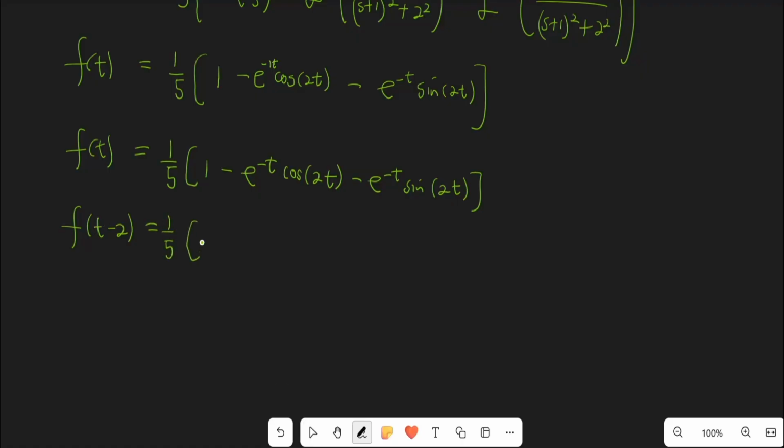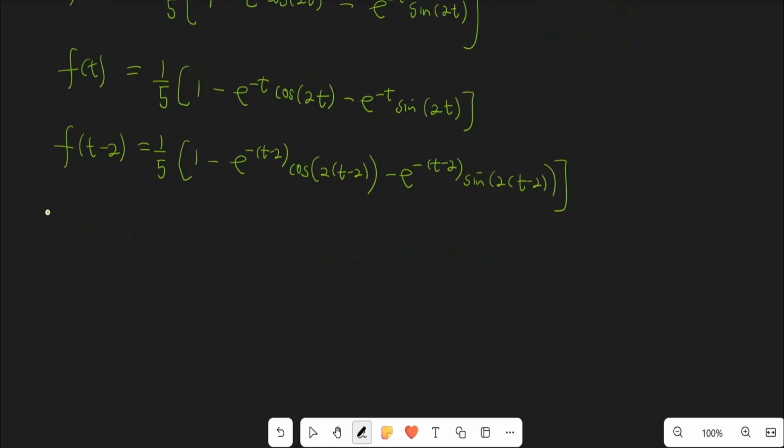So 1 over 5 and 1, these are constants. So e to the negative t minus 2, like this. And we have cosine of 2 into t minus 2, like this, minus e to the negative t minus 2. Now we have sine of 2t, but the t is going to be shifted by 2, like this. So this is f of t minus 2.